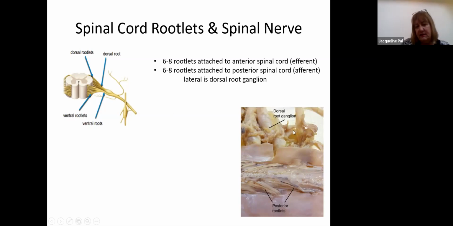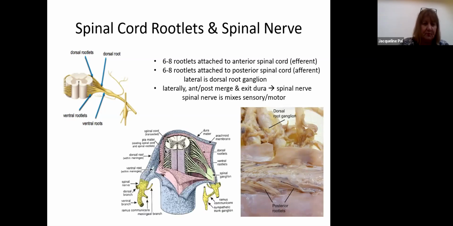And this is a picture of a spinal cord showing these posterior rootlets coming out, these dorsal rootlets, and their attachment to the dorsal root ganglion. And notice this is meninges, specifically dura mater, which has been cut so that you can actually see the spinal cord. In this picture, we can see both the dorsal and the ventral rootlets and the dorsal root ganglion. And then lateral to that, we have the spinal nerve. So the spinal nerve is the part where we're going to have both mixed sensory and motor.